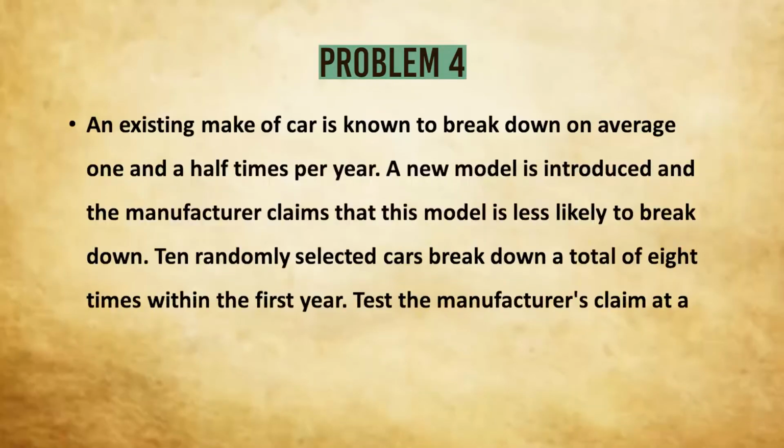We go to the next one. An existing make of car is known to break down on average 1.5 times per year. A new model is introduced and the manufacturer claims that this model is less likely to break down. 10 randomly selected cars break down a total of 8 times within the first year. We have to test the manufacturer's claim at 5% level of significance. It is more or less similar to the previous problem, but the setup is different.